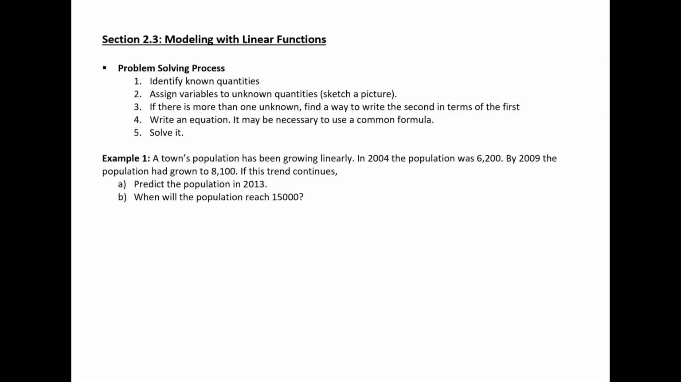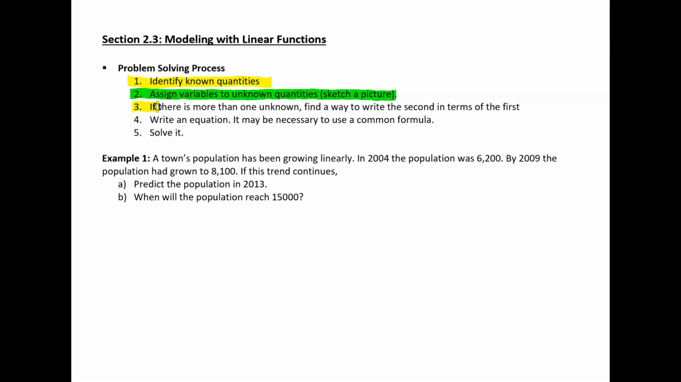So first thing you want to do is identify some known quantities. Read through the problem, see what information they are giving you, and make a little short list of it. Next thing you want to do is assign variables to unknown quantities. Sketch a picture. If it tells you a rectangle, draw a rectangle. If it tells you a cube, draw a cube, etc.